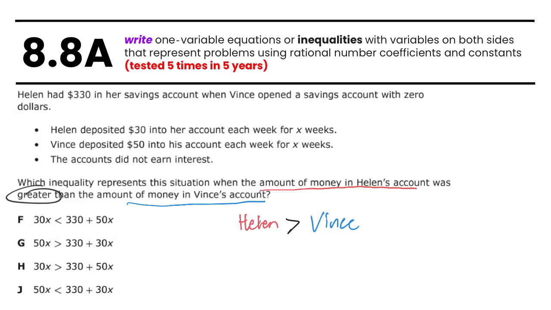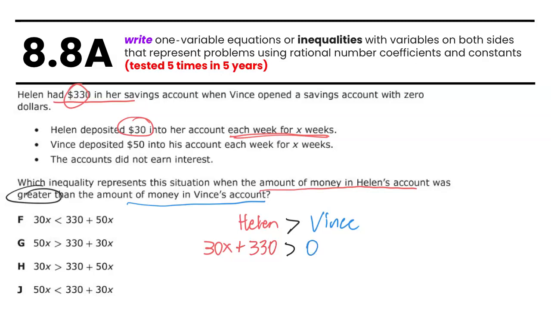Then going back into the problem and seeing how to set up an expression for the amount of money Helen has and the amount of money that Vince has. What we notice is that Helen started her savings account with $330 and she deposited $30 into her account for each week for X weeks. That's going to indicate that we will multiply 30 by X in order to show that increase in Helen's account. And so we will have 30X for Helen plus her original or initial $330.